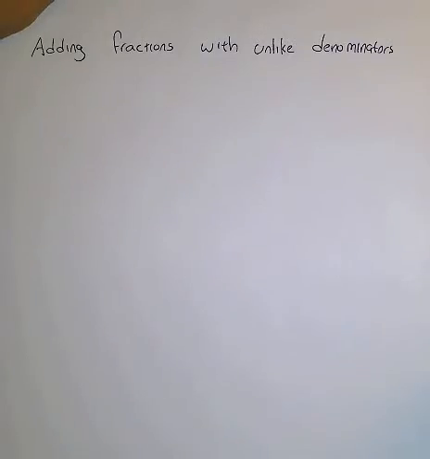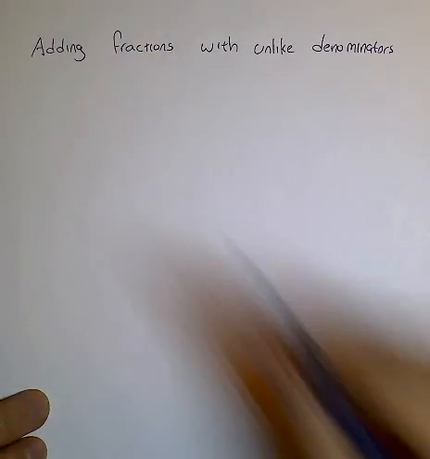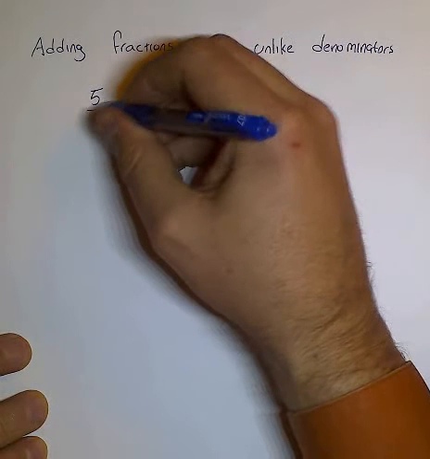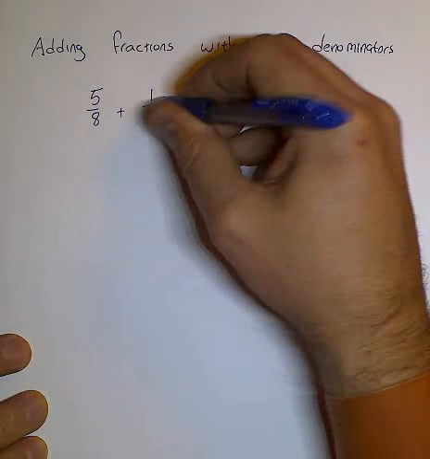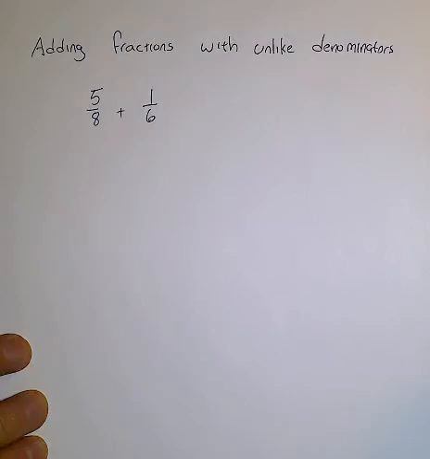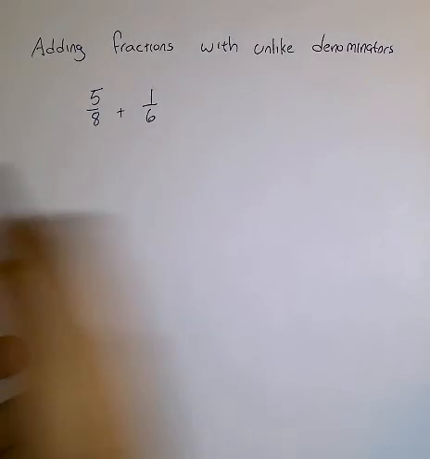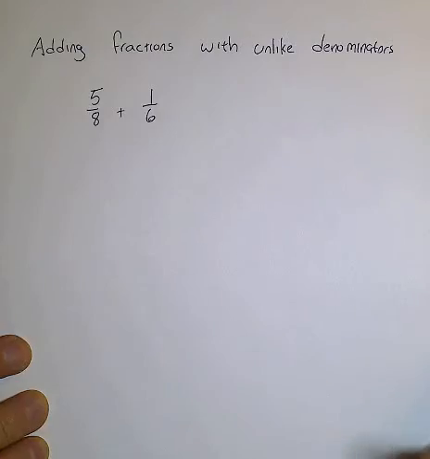Alright, here is the simplest way that I know to add fractions with unlike denominators. So let's say we want to add 5/8 plus 1/6. This method is nice because you have to find a common denominator for these two, but that doesn't have to be a difficult thing to do.